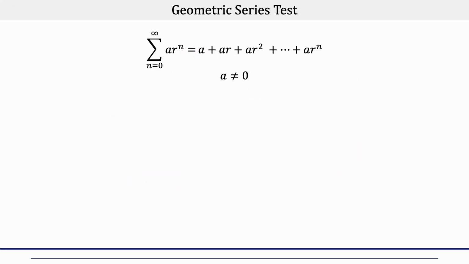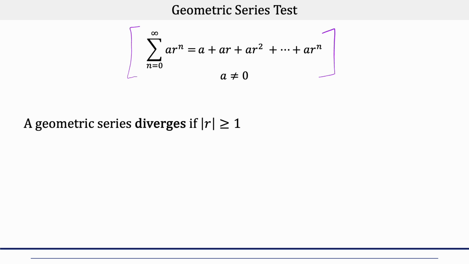With that background, then we're going to jump into the geometric series test. Here we have a geometric series. We know that a geometric series diverges if the common ratio is greater than or equal to 1, because the terms just keep getting bigger and bigger.